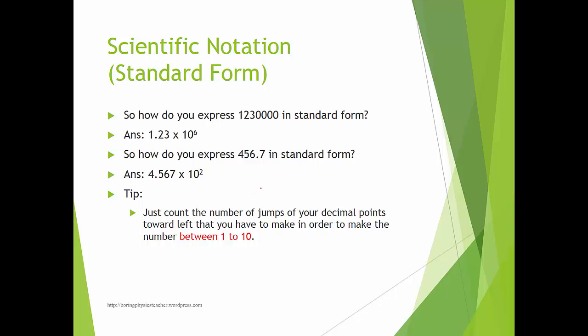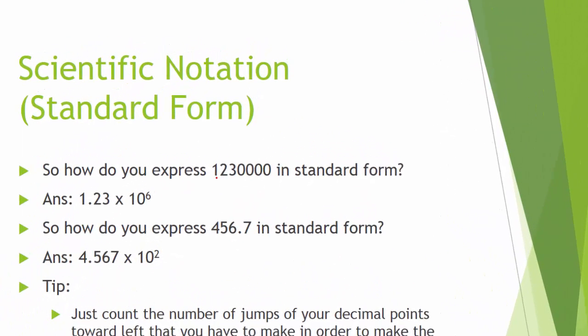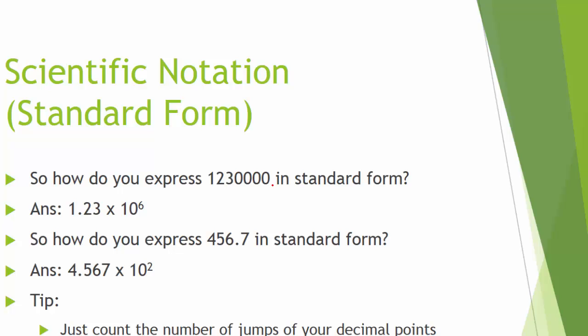What do I mean by this? It simply means that for this big number, the decimal place is over here, so you need to just jump 1, 2, 3, 4, 5, 6. So 6 jumps means it's 10 to the power 6, and it is 1.23. Similarly, this is of course easier. The decimal place is over here, you need to jump 1, 2, so this is 10 to the power 2 times 4.567.